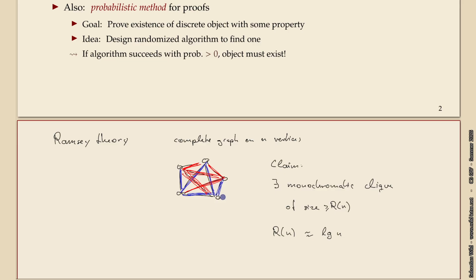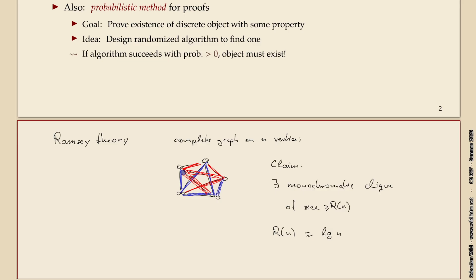So in my example, there's a triangle of the same color. For example, this red one. And I mean, if you think about this, of course, you can try to reason about this in various ways. But for a graph of size 5, is it always possible to find a triangle of the same color? It's at least not obvious, right?